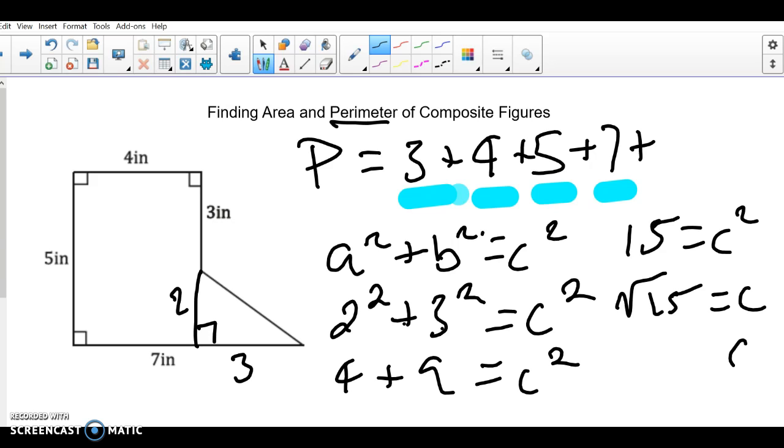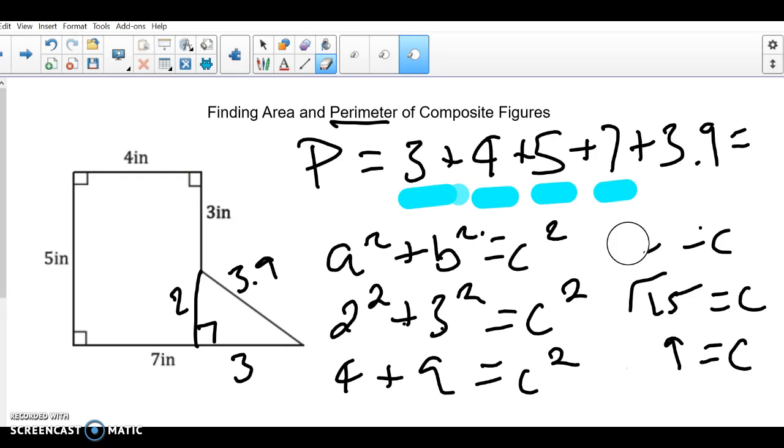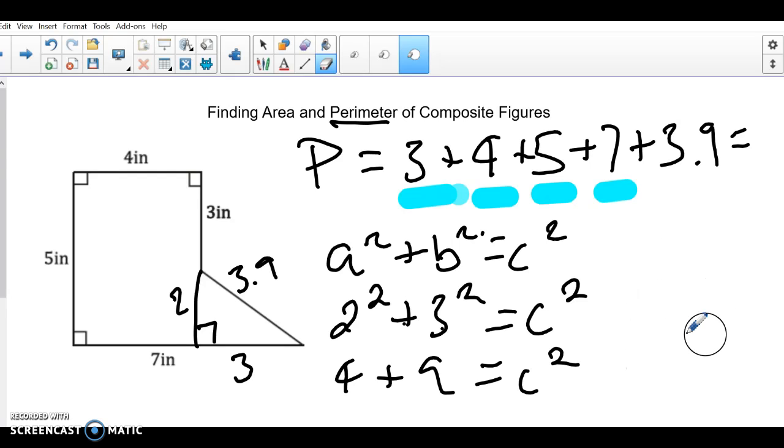And for calculating the perimeter, the square root of 13 would not be useful, so we'll want a decimal equivalent, which will be 3.6. So that fifth side we're going to add to our perimeter is going to be 3.6 inches. So we are looking at a total perimeter for our figure of 22.6 inches.